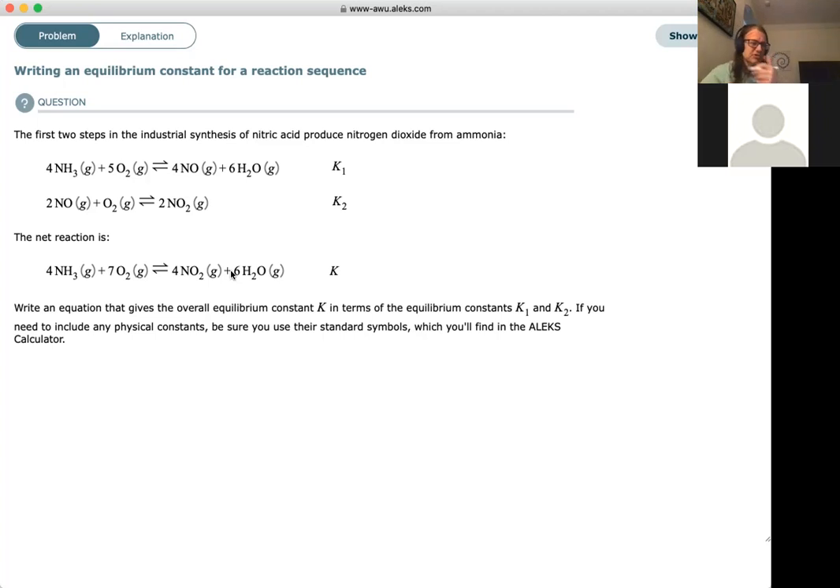Okay, this one actually looks a little simpler because it looks like we don't really have to do much in terms of manipulating the individual equations. Okay, so let's take a look. This one's a little easier than the previous one, I think.